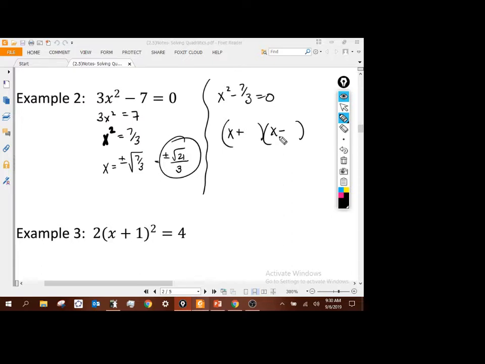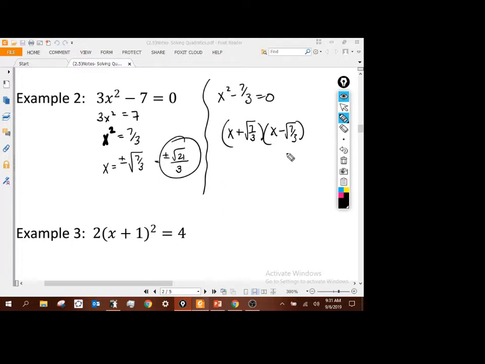Okay, so I don't know the specific value that needs to go there, like if it was 4, I know the specific value would be 2. But I know a symbol that can go there that represents the perfect square, or it's the square root of 7/3. Can I put the square root of 7/3 right there, and the square root of 7/3 right there? Does that make sense to everybody?